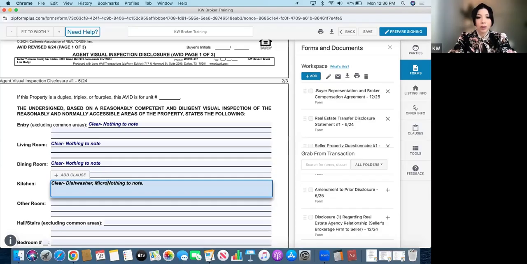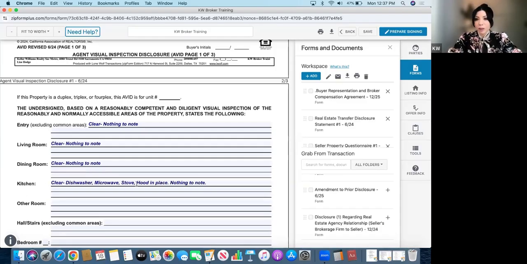Dishwasher. Microwave. Stove. In place. Nothing to note. So you could write something like that, just that all the appliances are in place. So, kind of naming off what appliances are there.